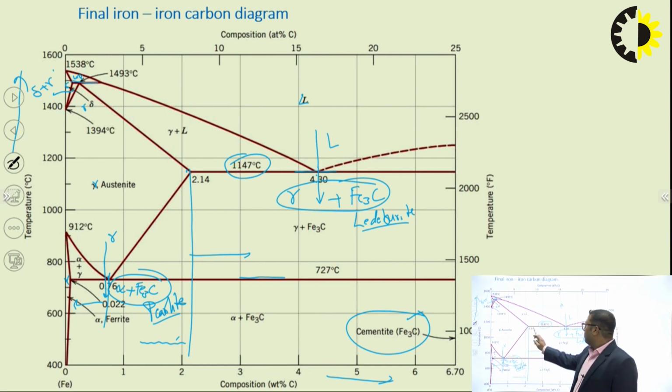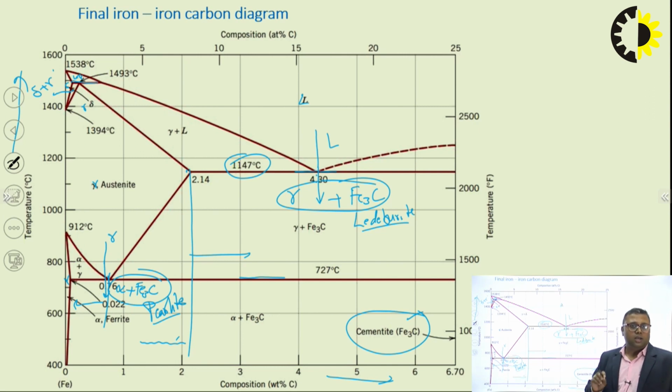Similarly, from 0.14% to 4.30% you see the eutectoid steels, and here hypereutectoid steels. So here cast iron is there and here steel is there. One point shows the eutectic reaction and another point shows the eutectoid reaction.